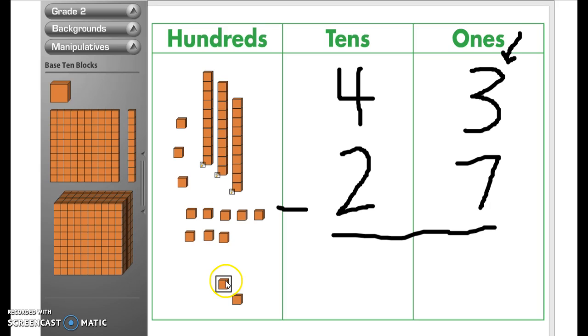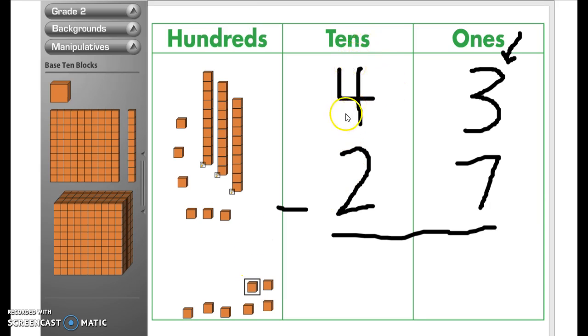So let's start back in our ones place. Let me get these so we can tell that that's a 10. We have 3 ones. Now we have 13 ones because we regrouped a 10 to 10 ones. And we need to take away 7 ones. So we're going to take away 1, 2, 3, 4, 5, 6, 7 ones.